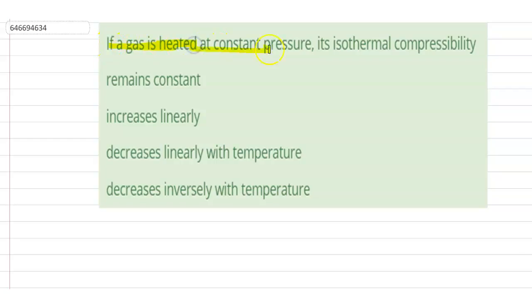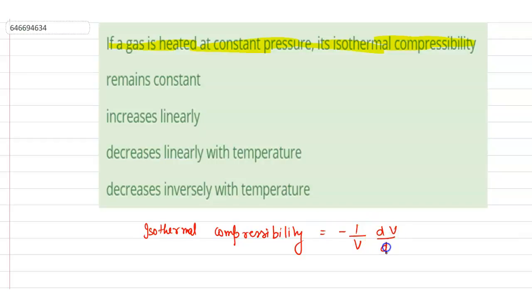Hello everyone. If gas is heated at constant pressure, its isothermal compressibility is. So if I write down the isothermal compressibility, it is minus 1 by V dV by dP.